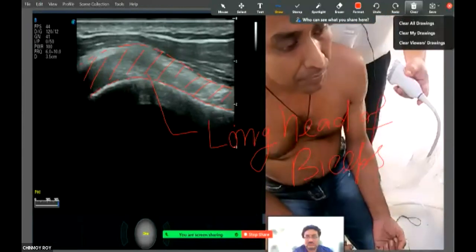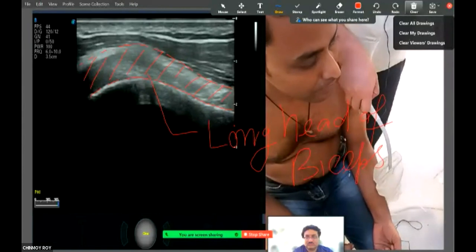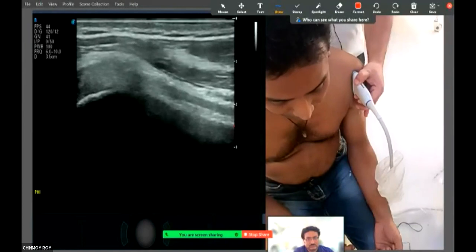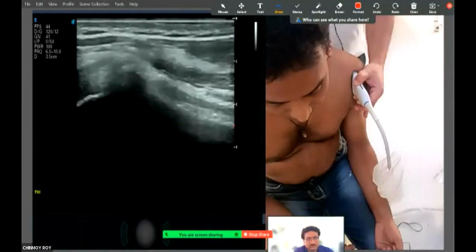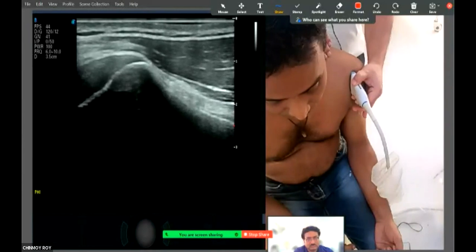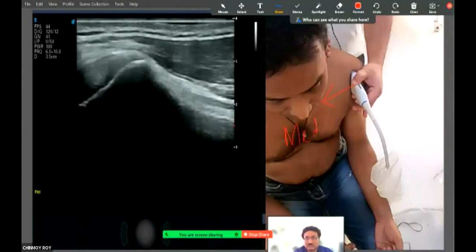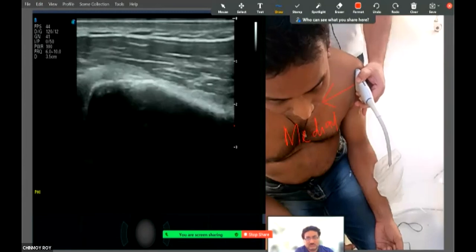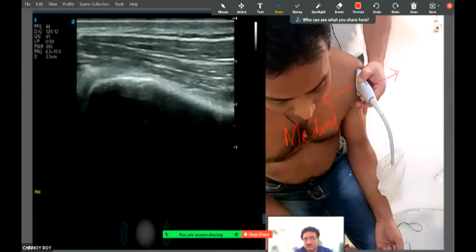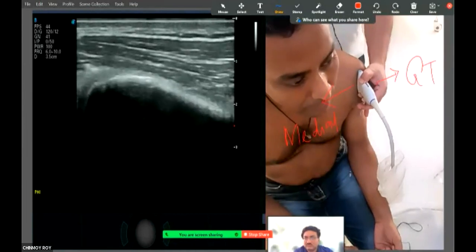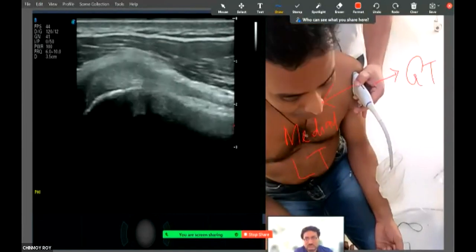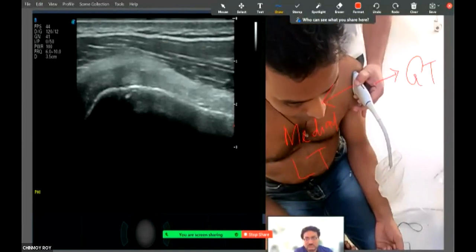So again I show you here. This is the long axis. If I go a bit medially, what I will see is the lesser tuberosity. Medially I have gone, and this has become the bone shadow, lesser tuberosity. This is again the middle groove portion, and if I go laterally, again the bone will come. This is the greater tuberosity. Bone will come, and there is no tendon. So greater tuberosity, tendon, and this is the lesser tuberosity.